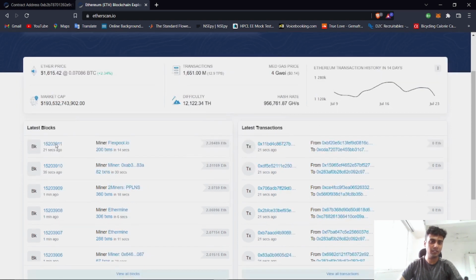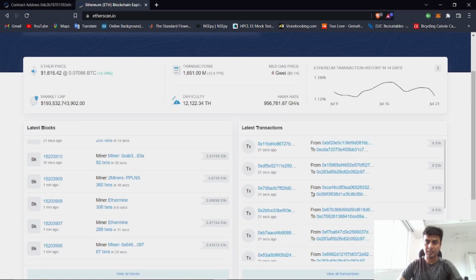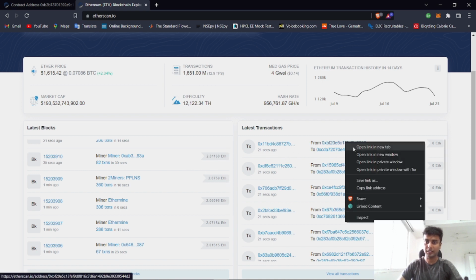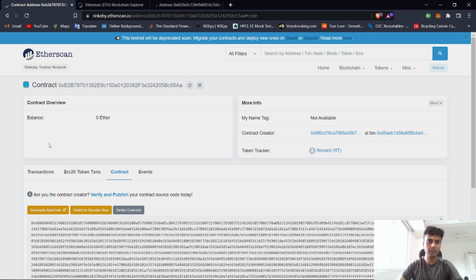We can see all the latest blocks that are mined and the latest transactions that are happening, and these transactions happen according to contracts. We can go to any address. Here we have a contract. I already have a contract open here, but this is on Ringb. Ringb is a testnet.